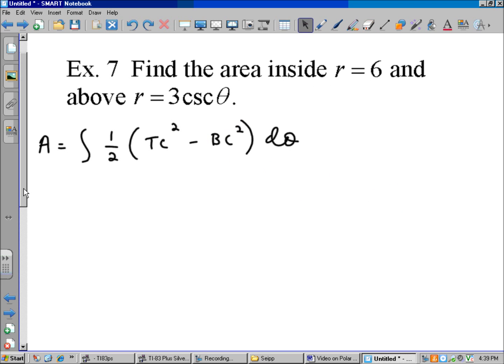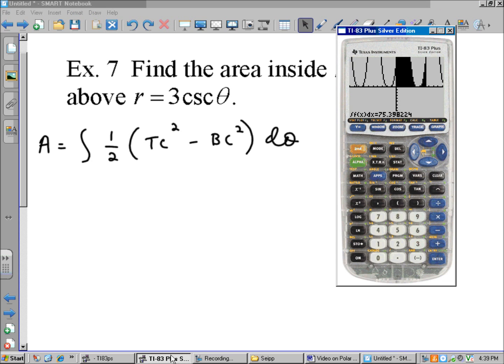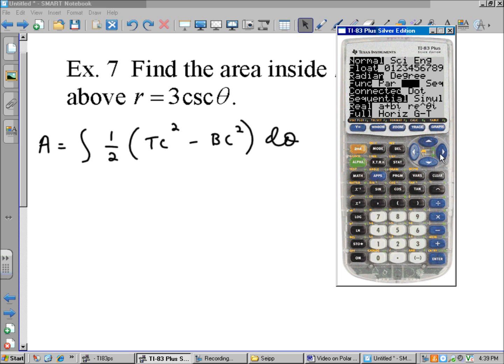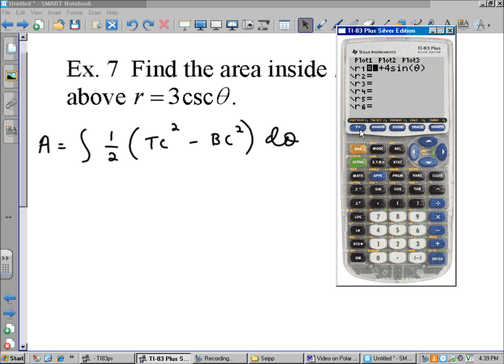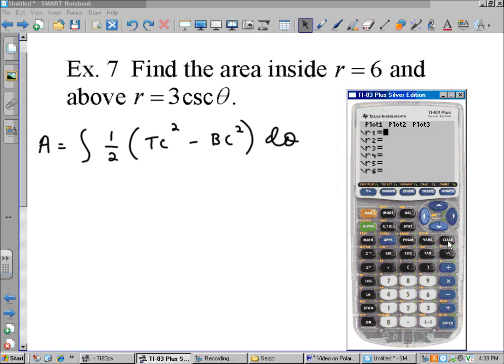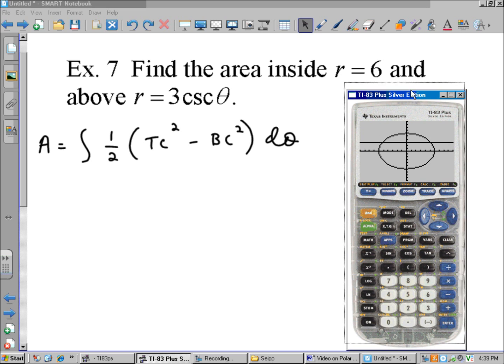All right, so if we wanted to just very quickly figure out what this looked like, let's go back to mode. Let's go to polar. Let's go to r equals. And what are we looking for here? r equals 6, which is going to be the 6th circle. And then 3 cosecant is going to be 3 divided by the sine. So if I graphed that, that's what that looks like.